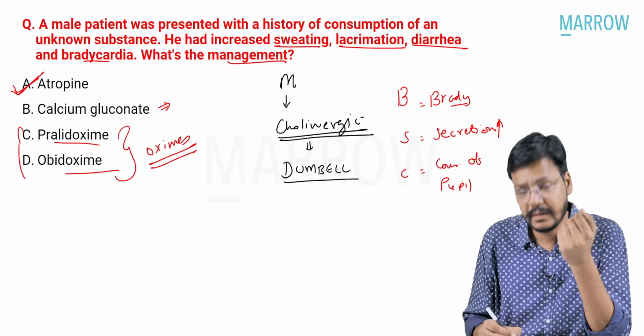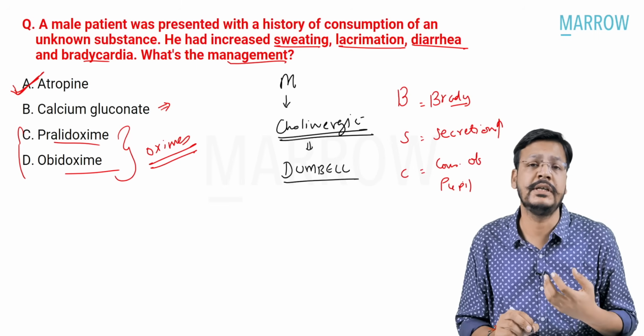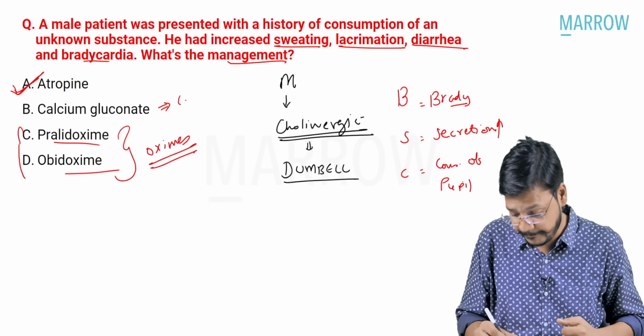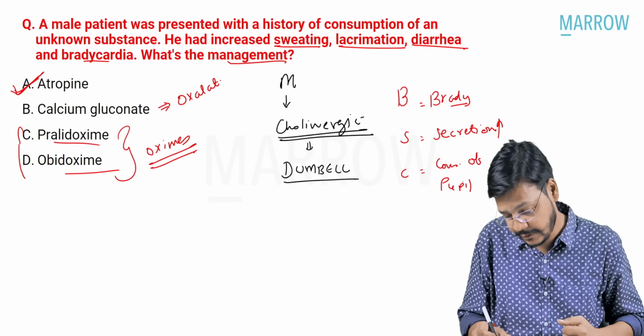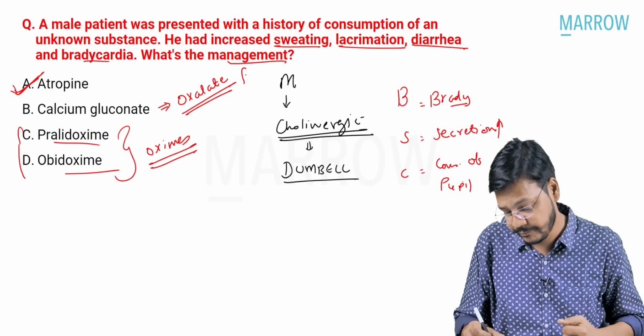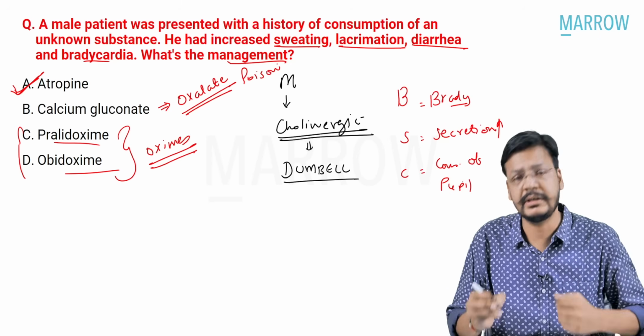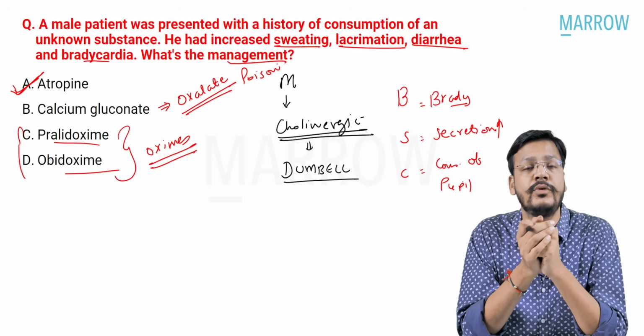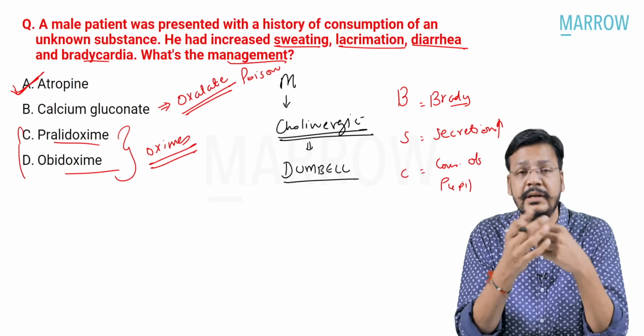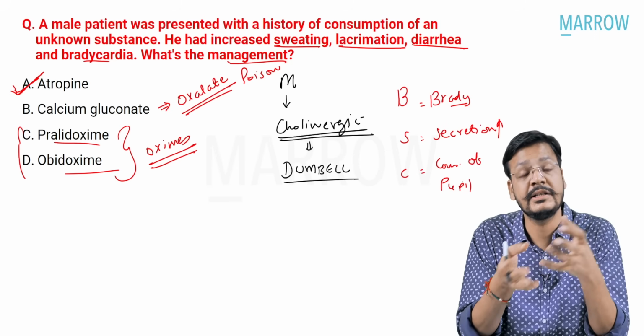Calcium gluconate is the antidote of choice for hypocalcemia. So you will use it in oxalic acid poisoning. You can use calcium gluconate in oxalate poisoning. Oxalic acid is an ink remover. It causes hypocalcemia, so you can use it.